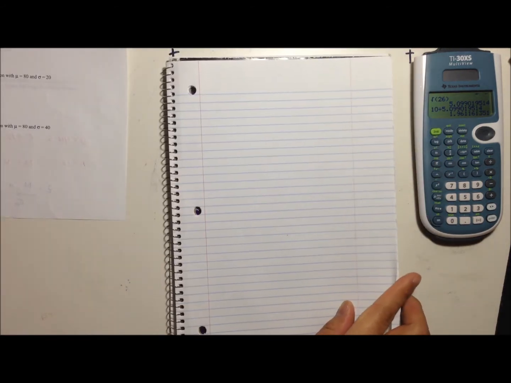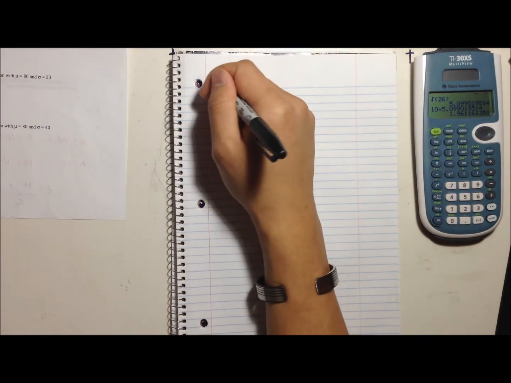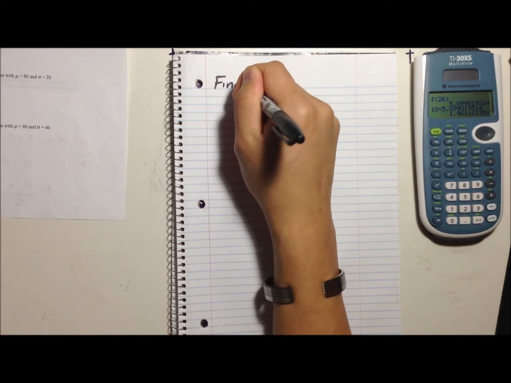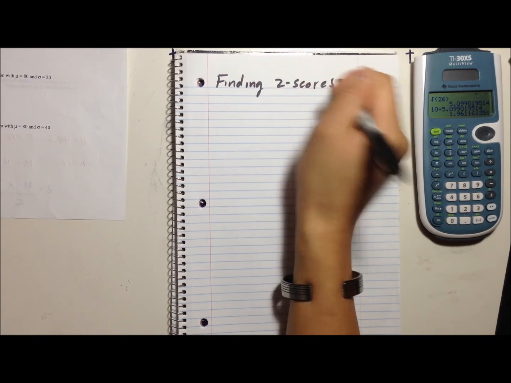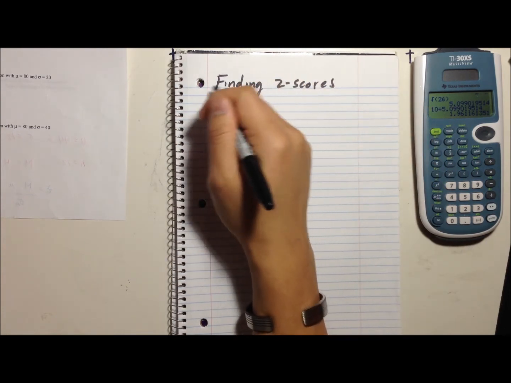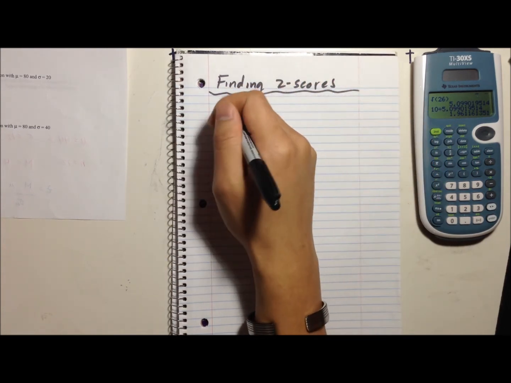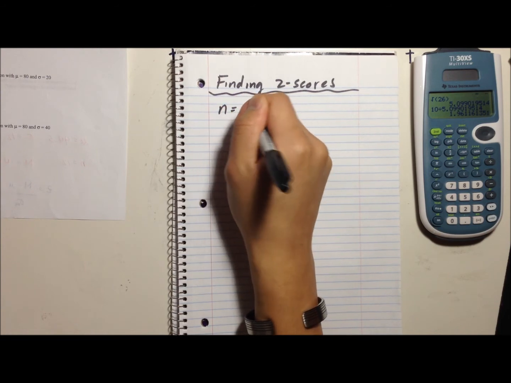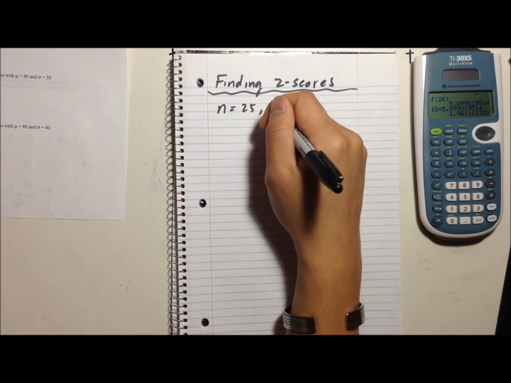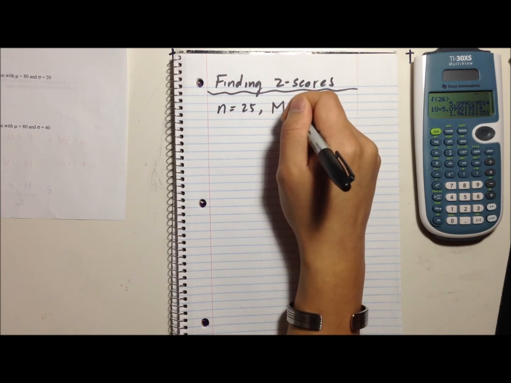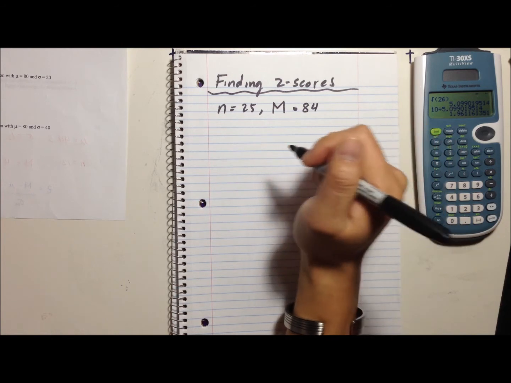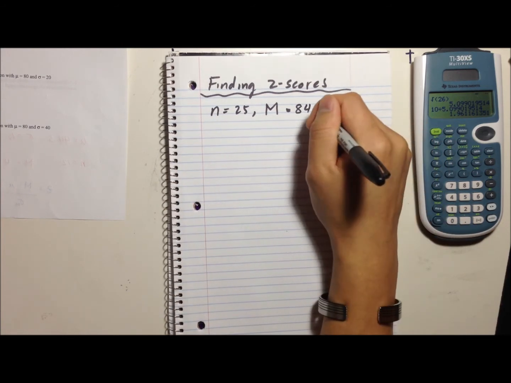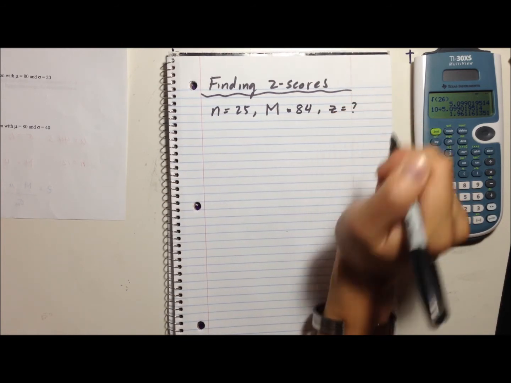So now we're going to do finding z-scores. Okay? Finding z-scores using sampling distribution. So our n given is n equals 25. The sample mean, which is big M like that, is 84. Okay. Now we need to find the z-score.